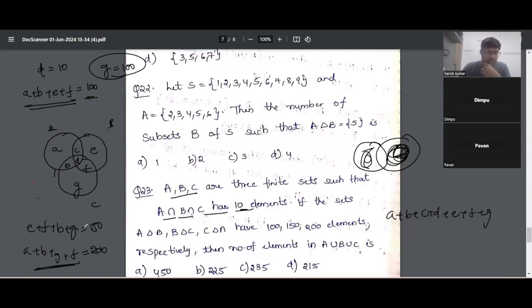And if G is 100, then if you use E plus F plus B plus G, E plus F plus B will be 50, right? So A will be 50. So we got A as 50, and we got E plus B plus F, and okay, we did not get C anywhere.